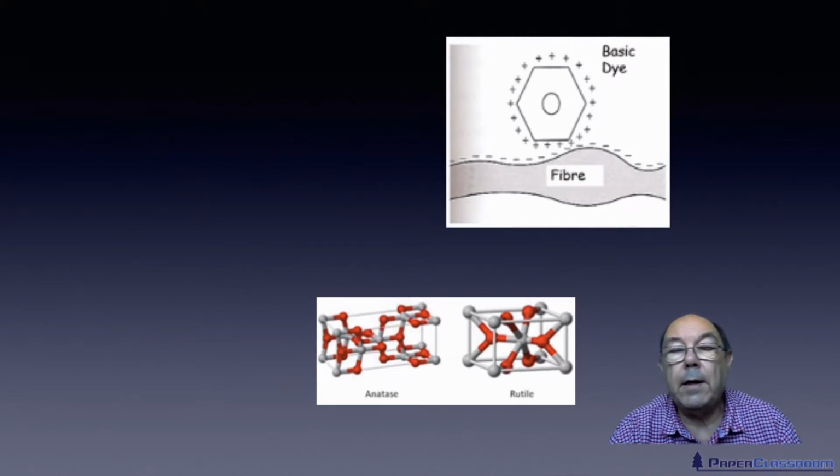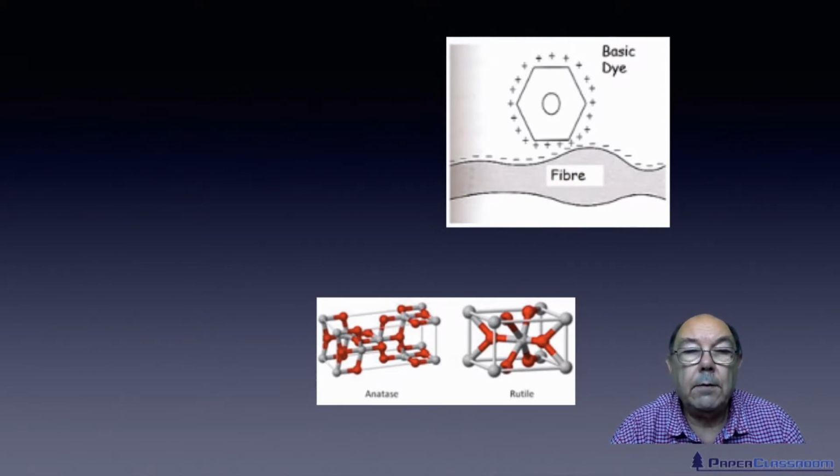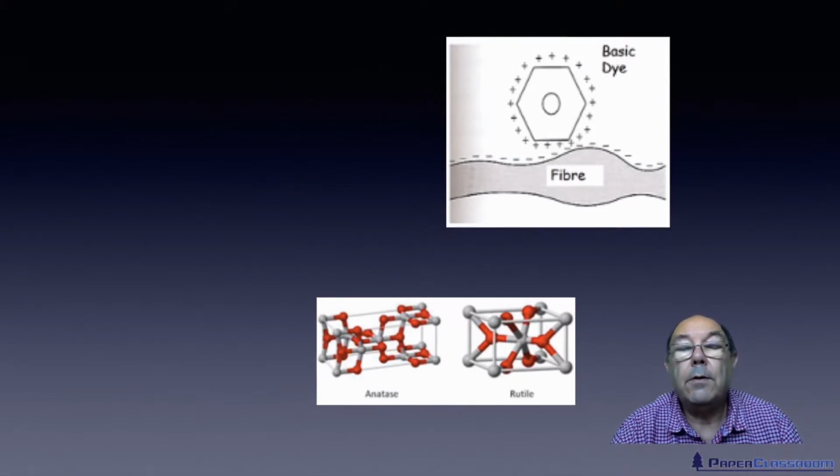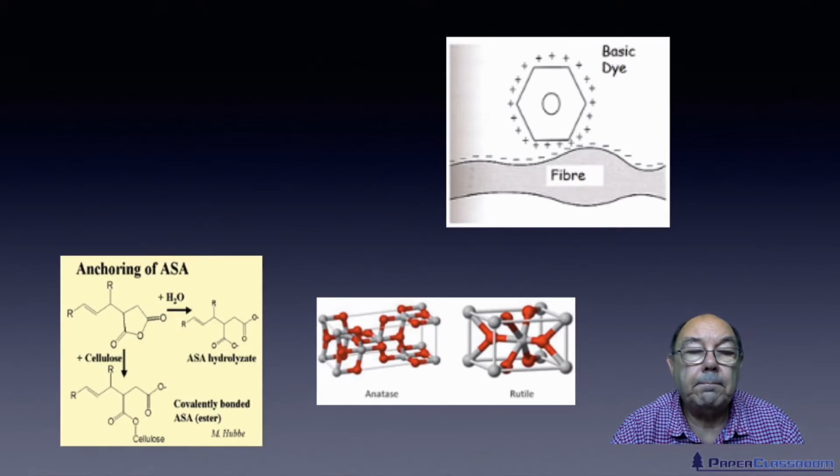We might need to have a dye, and there are different types of dye. This here is a basic dye. There's also direct dyes and acid dyes. So why are they all different? How do we choose which one to use?